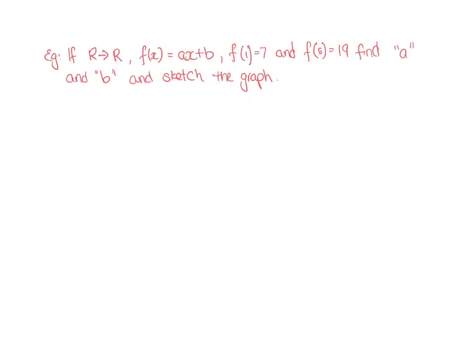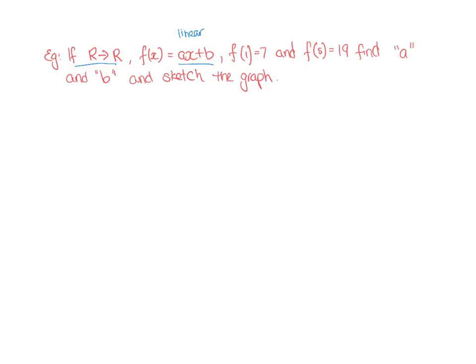Okay, let's do the next one. It says r is in the real field, so all the numbers in this case can be anything from the real field. That's what this is saying. We've got a function, and it's following the ax plus b basic formula. We know this is a linear function because the highest power is a 1, which is a straight line. They've told me f of 1 equals 7 and f of 5 equals 19. So find a and b and sketch the graph.